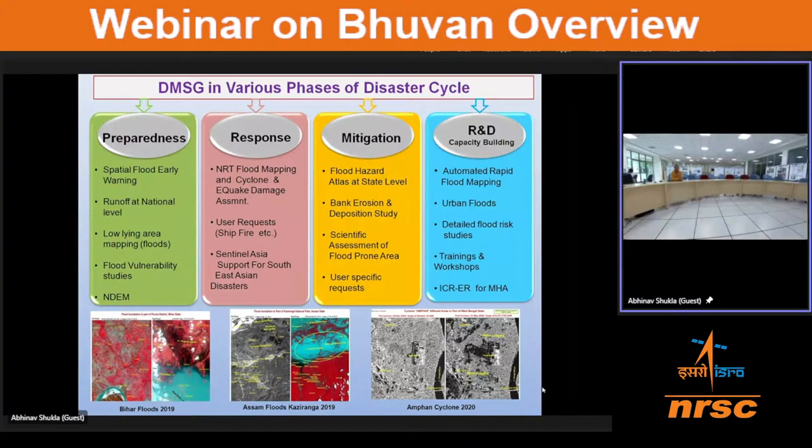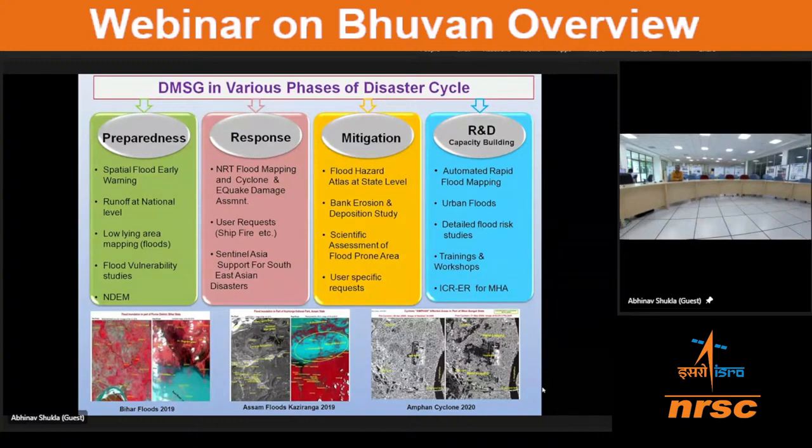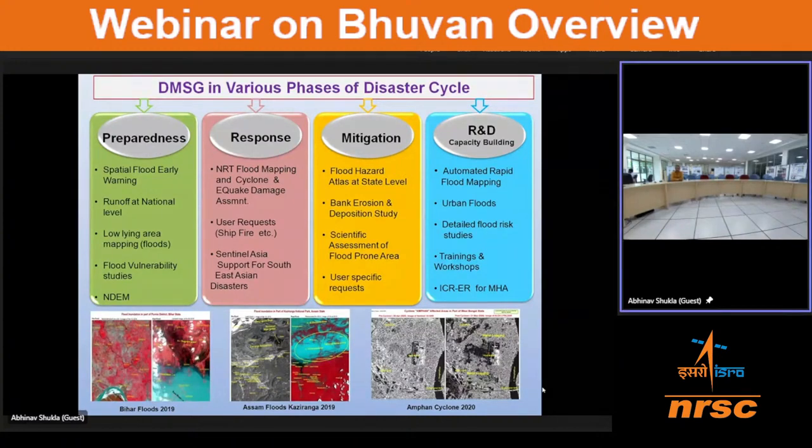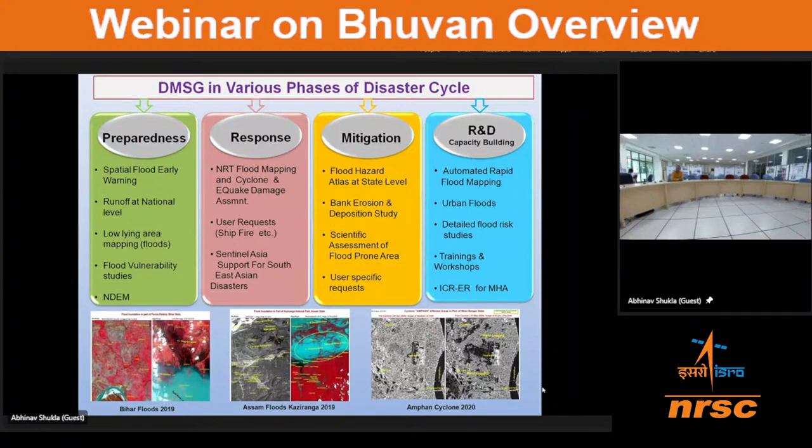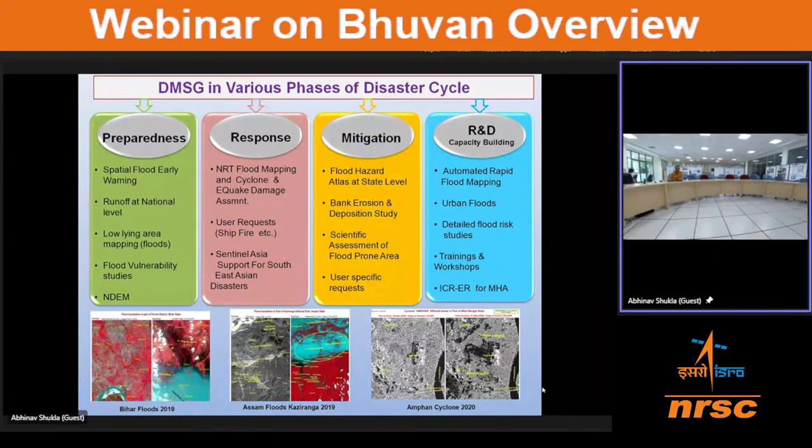And as far as the research and development goes, we are in process of automating our entire flood mapping mechanism. We are also working towards urban floods, which is a very, very complex process because it involves a lot of elements from municipal corporations to meteorological to morphological to ever-expanding urban features. Then we also conduct trainings and workshops, and we are also in process of making a mirror of NDEM for Ministry of Home Affairs.